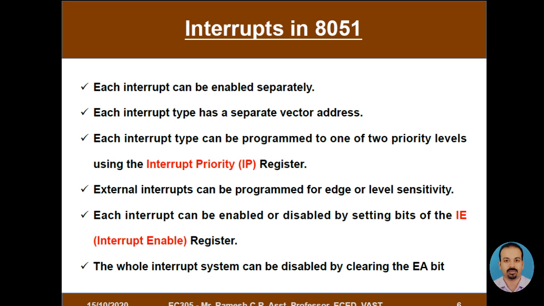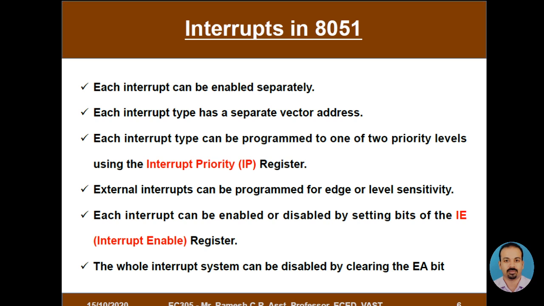Now let's look into the features of the interrupts in 8051. The main feature is that each of the interrupts supported by 8051 has to be enabled separately. That is, if I need to enable the interrupt from timer 0, I need to do it separately. If I need to enable the interrupt from timer 1, I need to do it separately. So for all the 5, I need to perform 5 separate enabling steps. And each of these interrupts has a separate vector address, which we have already seen.